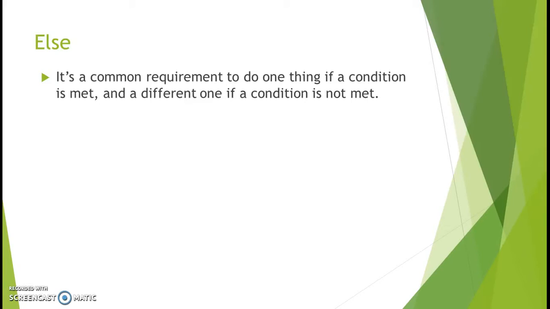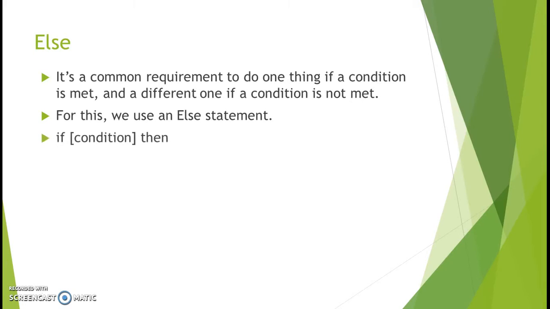Because it's such a common problem to have a program want to do one thing if one condition is met, and a different one if that condition's not met, there's actually a system in place to help us do that. We have an else statement that allows us to branch our situation. So if a condition is met, then we execute some code. If that condition is not met, then there's some other code that we'll execute. And then we can end our situation. So now we have two possible choices. And if you notice, they're mutually exclusive.